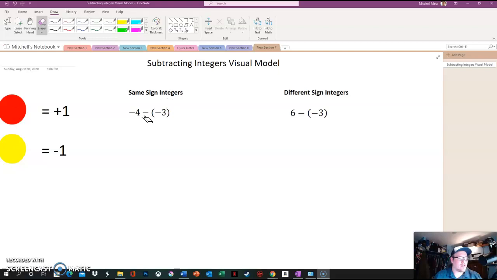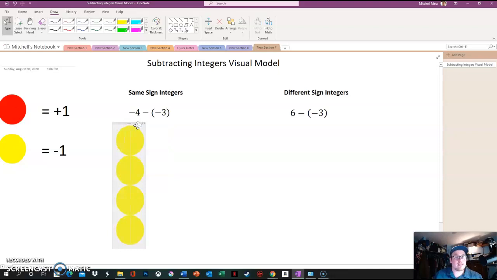We have a -4 and we're subtracting a -3. Because I'm starting with a -4, I'm going to have 4 negative yellow circles. So I'm going to copy those. And again, I'm representing my negatives with my yellow circles, and my red circles for my positive integers. So I'm going to copy, and now I'm going to have 4 yellow circles to represent that.